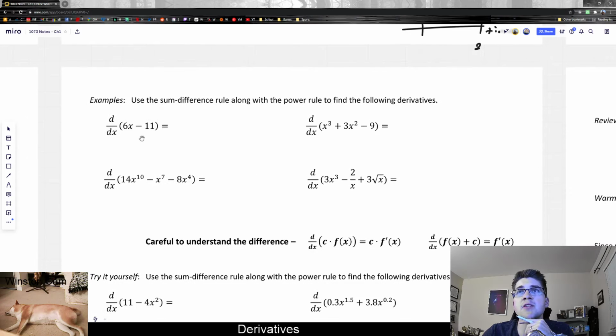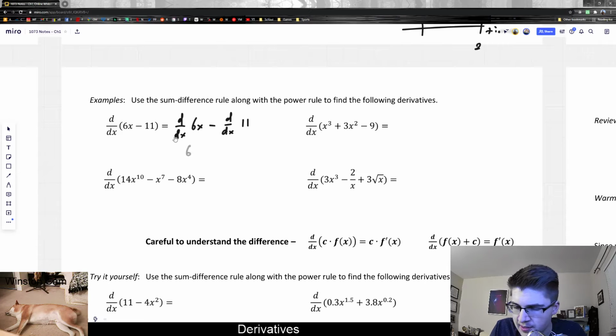So let's say I wanted to know what is the derivative of a linear function such as 6x minus 11. Well, I could take the derivative of each part separately. So I could do d/dx of 6x minus d/dx of 11. And then I could use all the other rules that we've been working on to say, well, the 6 will not affect this derivative, and the derivative of x is 1.